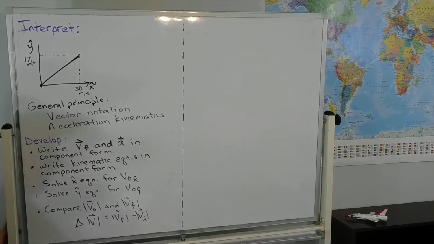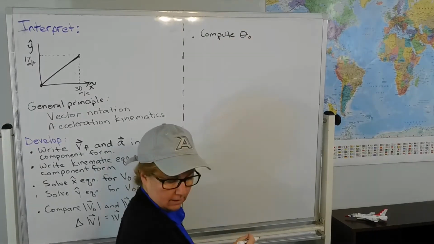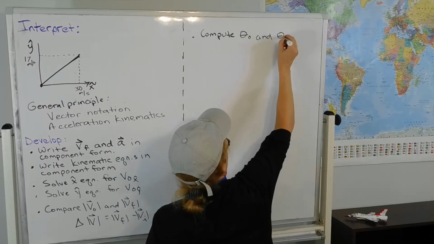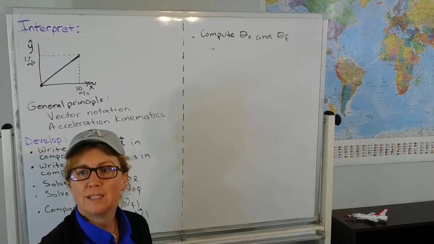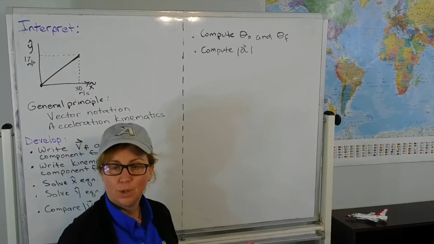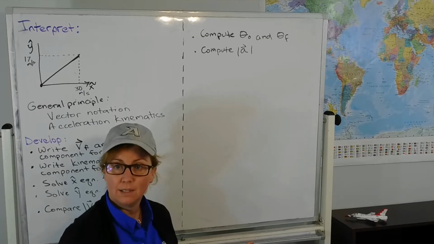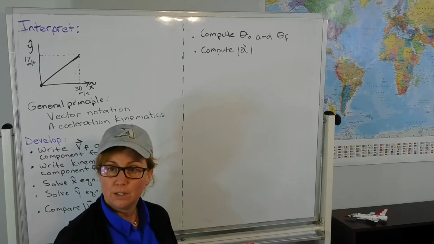Okay, so that's part of the problem. Now we still have a couple more steps to go. The initial angle, theta naught, and the final angle, theta final. Finally, we'll compute the magnitude of the acceleration vector, and then we can show the final part of the problem, which is that the change in the velocity vector magnitude is not equal to the acceleration vector magnitude times time.